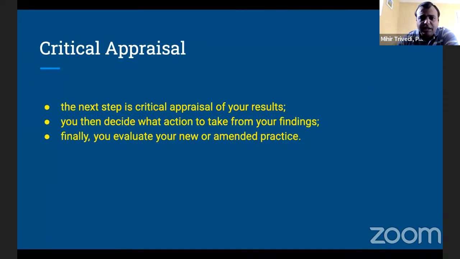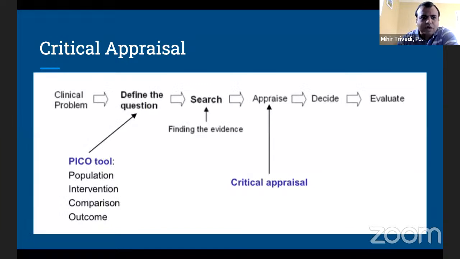The next step is critical appraisal of your results. You then decide what action to take from your findings. Finally, you evaluate your new or amended practice. So it is more like this. If you have a clinical problem, you define your questions using a PICO tool. Then you search, trying to find the evidence using any platform like PubMed or CINAHL or Cochrane Library, whatever. And then you appraise it using critical appraisal tools, which we're going to discuss shortly. Then you decide what the outcome and results are, and then you evaluate that.